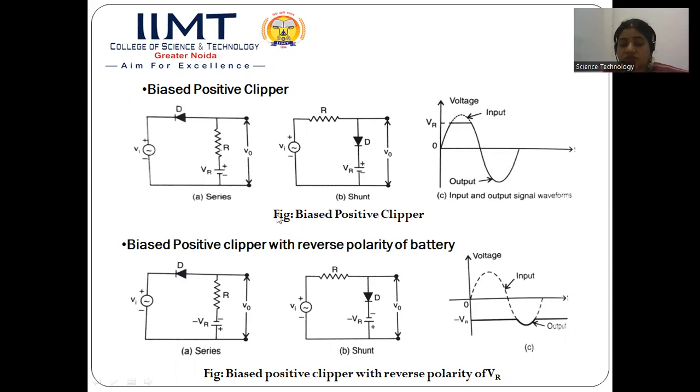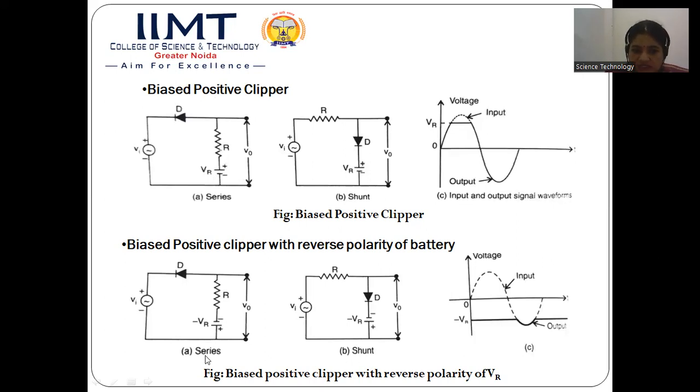Now, the next question is what will happen if we change the polarity of this battery? If we reverse the polarity of this battery in the same circuit, then what will happen? Obviously, the output waveform will be affected by the polarity of this battery. So let's see how by changing the polarity of the battery, the output waveform will be modified. Again, the same circuit, but now the polarity of the battery voltage has been reversed.